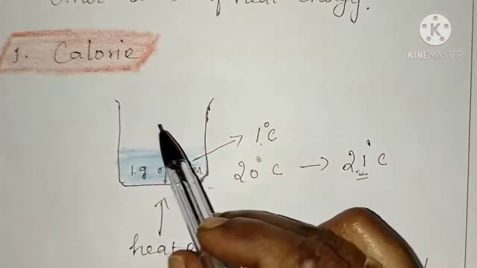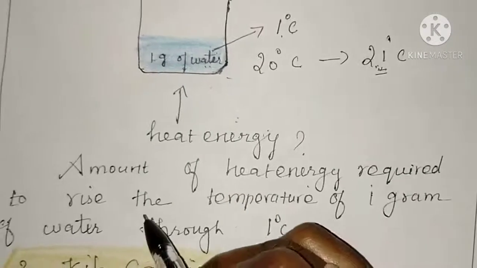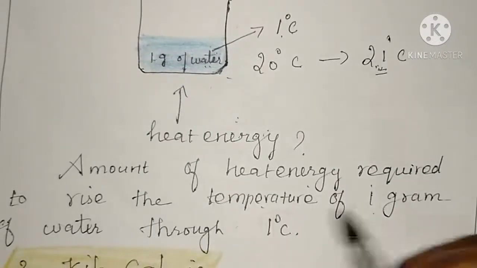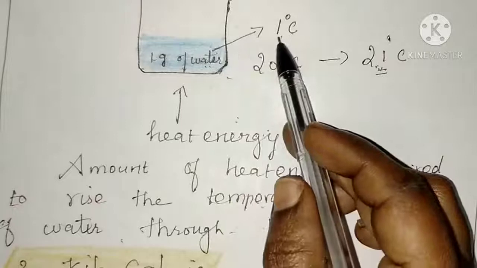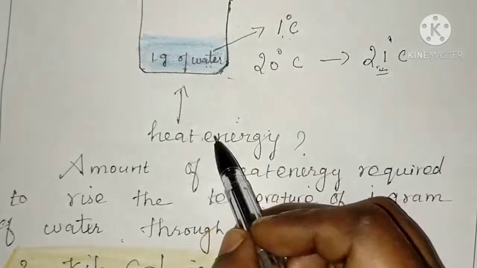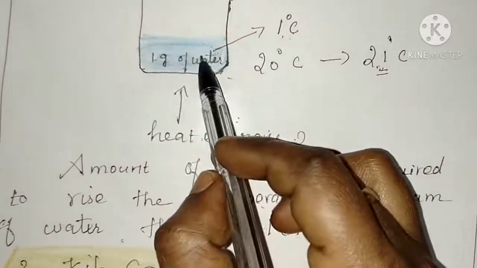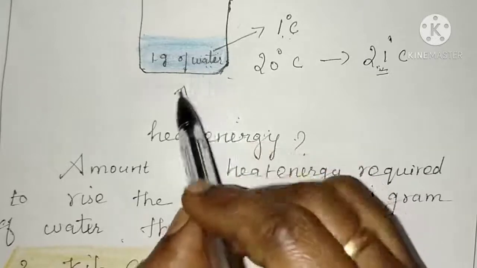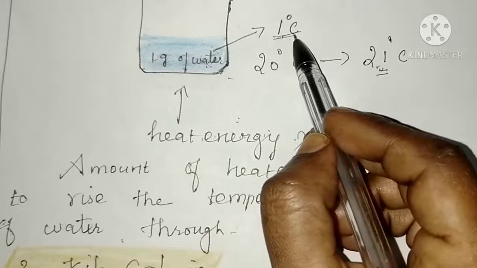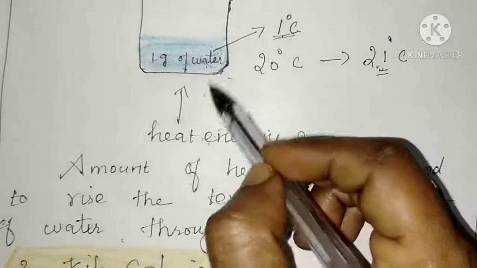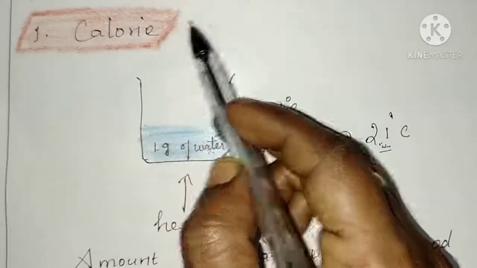So now we can define calorie. It is defined as the amount of heat energy required to raise the temperature of 1 gram of water through 1 degree Celsius. How much temperature do we want to raise? 1 degree Celsius. How much substance have we taken? 1 gram of water. For that, how much heat do we have to give? That is called a calorie. It is a unit of heat energy.